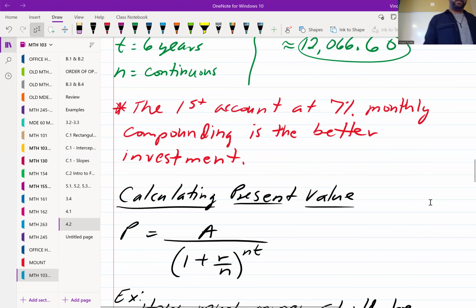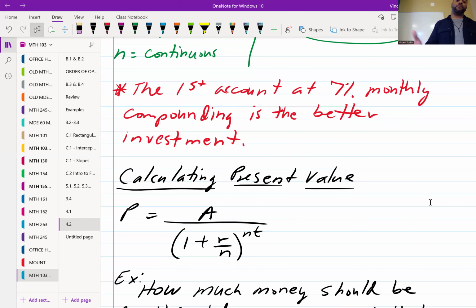Next formula is just taking the first formula we talked about and solving it for P so that we can calculate the present value. In other words, if I know I want to earn a certain amount in a certain amount of years, how much would I have to deposit today? Or how much would I have to deposit in the present in order to get to that future value?